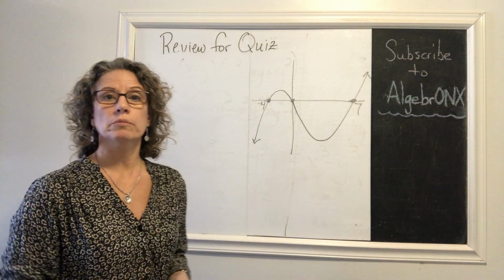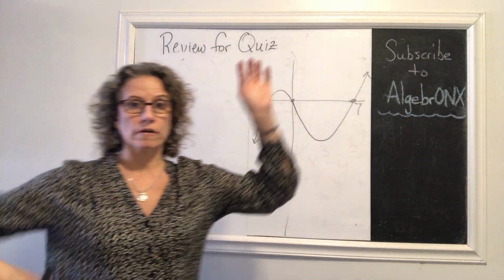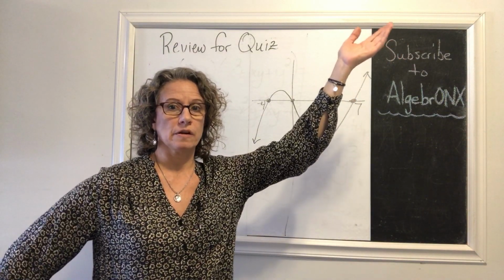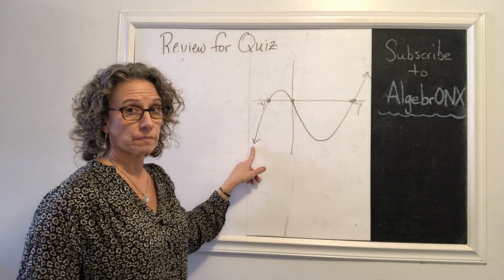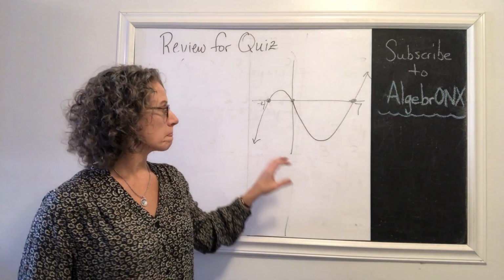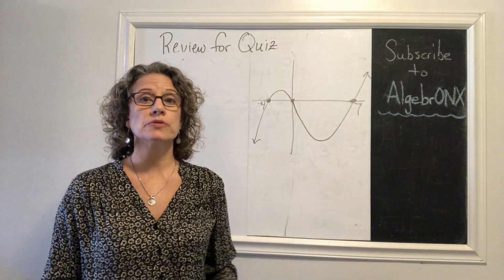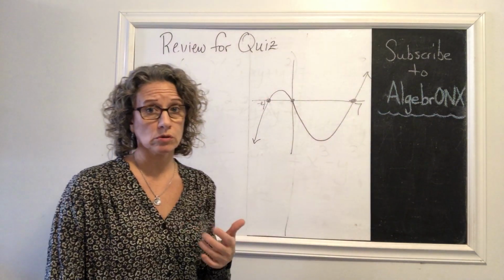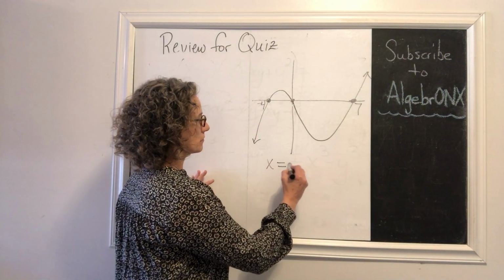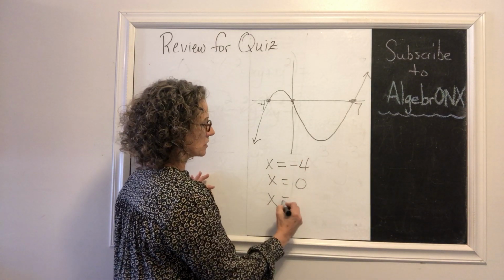Based on this polynomial function, a couple of things we know about it. The end behaviors are opposites. Remember, opposite ends are odd, so this is an odd function. There's going to be an odd exponent on the lead term. Also, there are 3 distinct zeros, so there's no turning point and no double root in this case. Let's write down what they are first: x equals -4, x equals 0, and x equals 7.